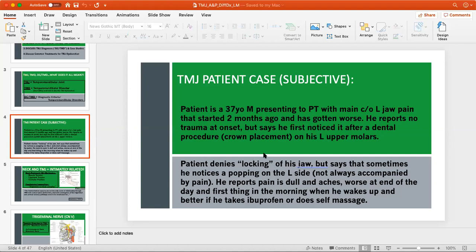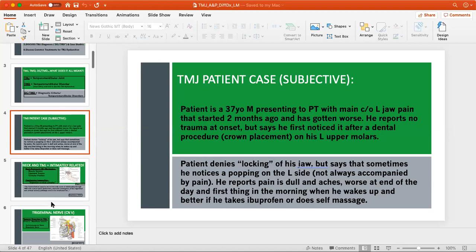Sometimes it just pops. He reports that his pain is dull and achy, worse at the end of the day and first thing in the morning when he wakes up. Better if he takes ibuprofen or does self-massage.